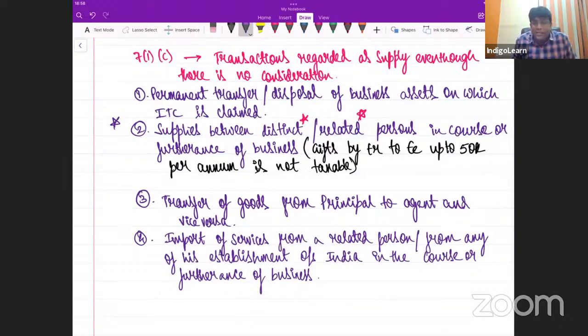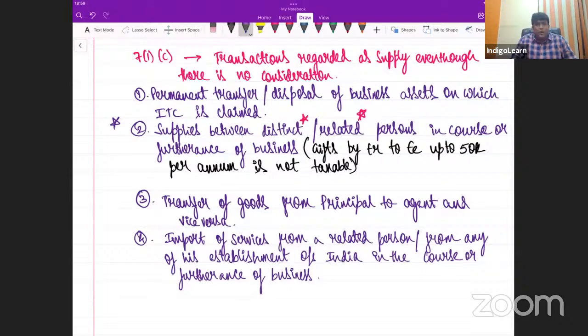Somebody is asking, sir, please tell the third point. What is the third point? Transfer of goods from principal to agent. Friends, in your foundation or intermediate, you would have heard about the concept known as consignment accounts. There is a consignor who sends goods to the consignee. The consignee will sell the goods on behalf of the consignor, for which the consignee will get commission income. So when goods are sent from principal to agent or agent to principal, it is regarded as supply, even though there is no consideration.